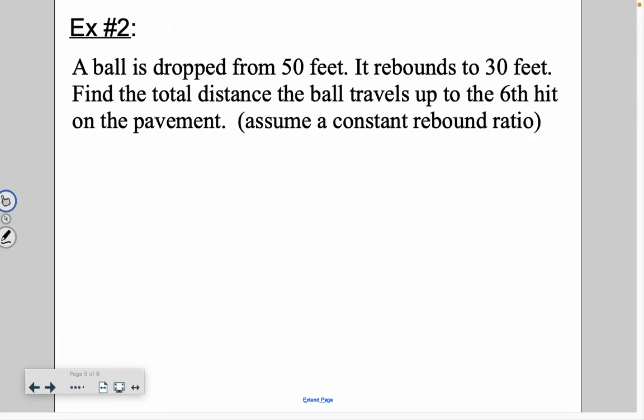All right, so here's the other one. In your packet, ignore example 2 and go to example 3. I got rid of it after the fact because I decided not to do that one. So go to example 3, the ball drop problem.